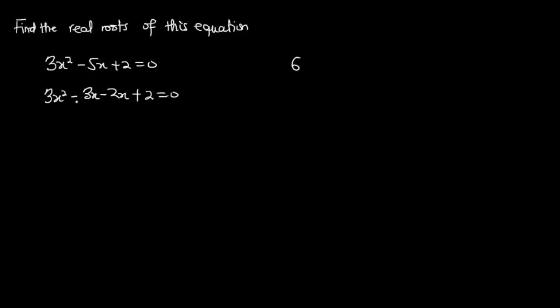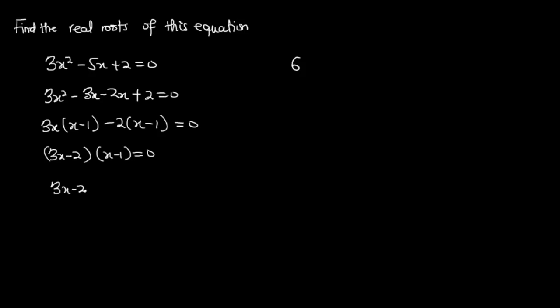So over here, 3x is common. So I factor out 3x into the bracket x minus 1. Then over here, negative 2 is common. So I factor out negative 2 into the bracket x minus 1 is equal to 0. So negative 2 multiplied by x will give you negative 2x. Negative 2 multiplied by negative 1 will give me positive 2. So I have here 3x minus 2, then I have x minus 1 is equal to 0. So from here I have 3x minus 2 is equal to 0, or x minus 1 is equal to 0.